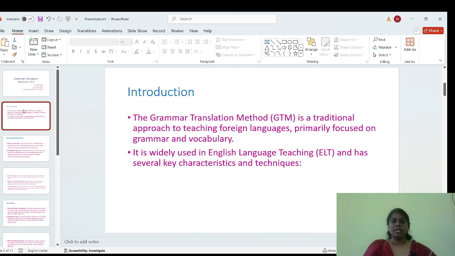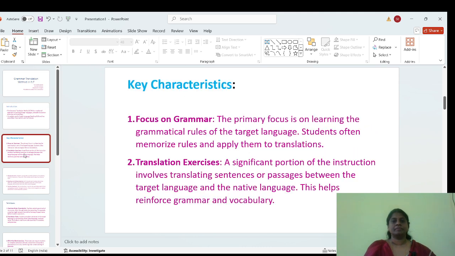Introduction. The grammar translation method, in short called GTM, is a traditional approach to teaching foreign languages, primarily focused on grammar and vocabulary. It is widely used in English language teaching and has several key characteristics and techniques. Let us see the key characteristics of grammar translation method.